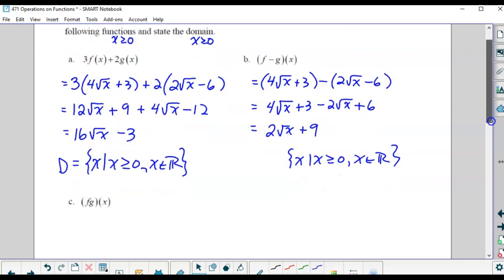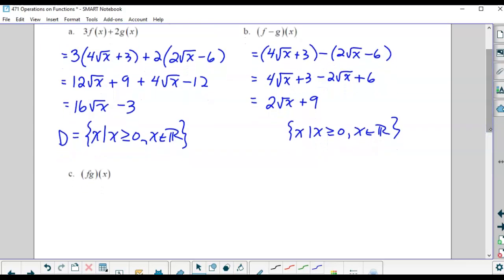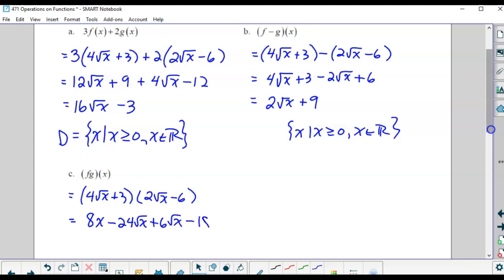Now we're going to multiply them together. So that is 4 root x plus 3 times 2 root x minus 6. So 4 root x times 2 root x is 8x. Minus 24 root x plus 6 root x minus 18. And then we'll have 8x minus 18 root x minus 18. Again, same domain.